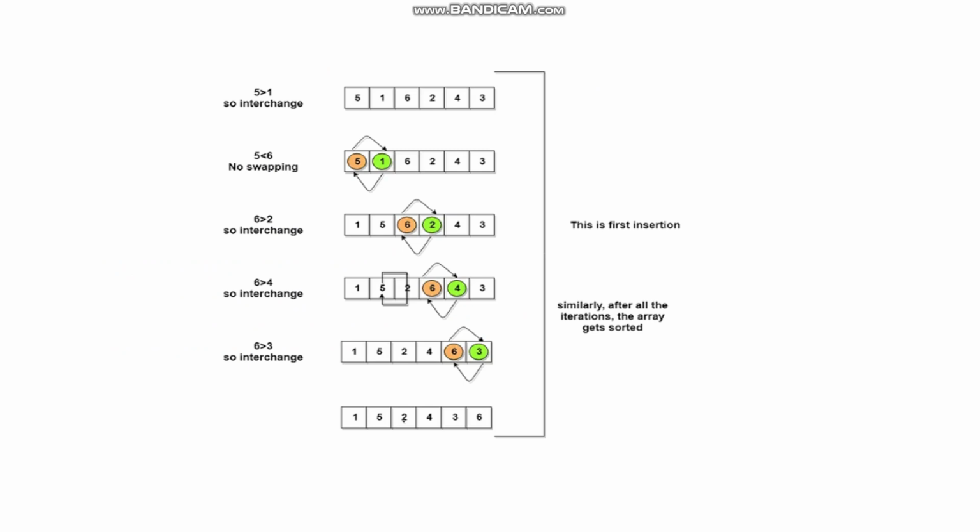Now I give one simple example. Here the elements are 5, 1, 6, 2, 4, 3. First we take the first two elements, 5 and 1. The 5 is greater than 1.